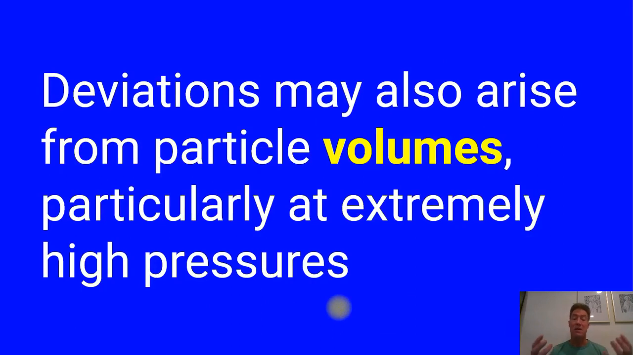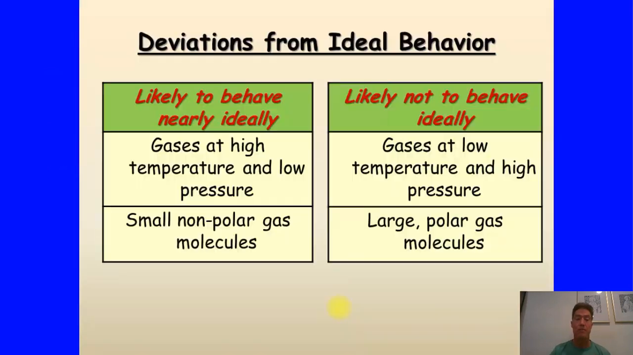Remember, the ideal gas law assumes that they have no volume. But at extremely high pressures, those volumes begin to exert themselves. So gases are likely to behave ideally at high temperatures and low pressures. And it's better if they're small nonpolar molecules. They are likely to not behave ideally at low temperatures. That's when they're going to become closer to condensing. And if they condense, it's because they have attracted themselves to the point that they are now coming out of gas and into a liquid or a solid.